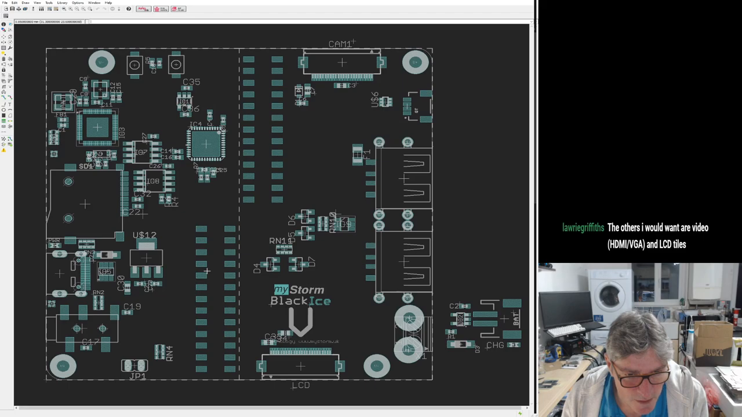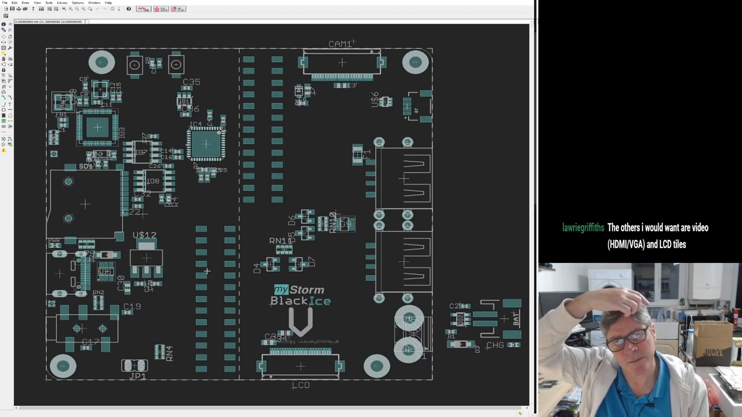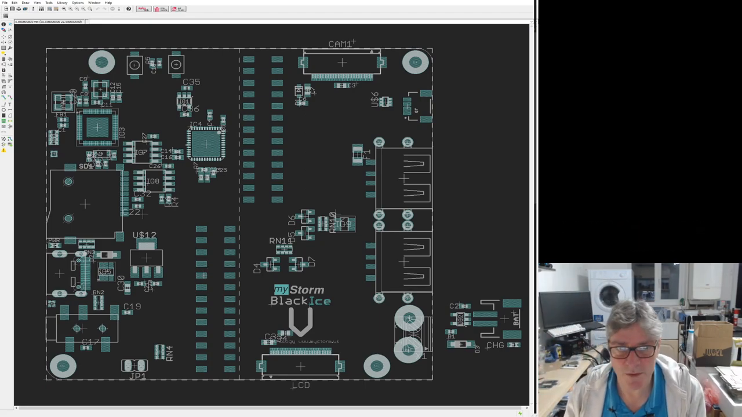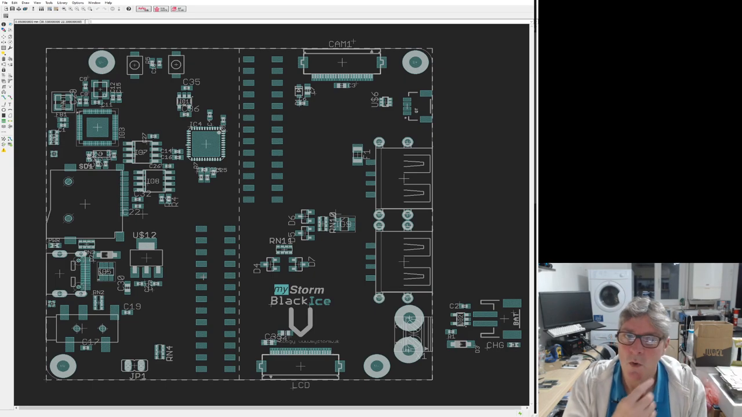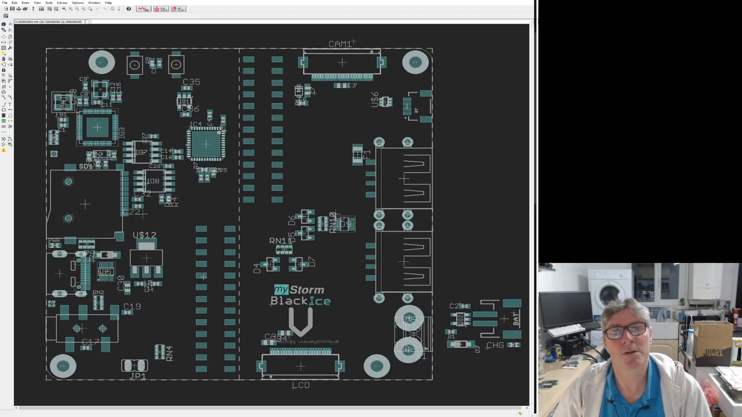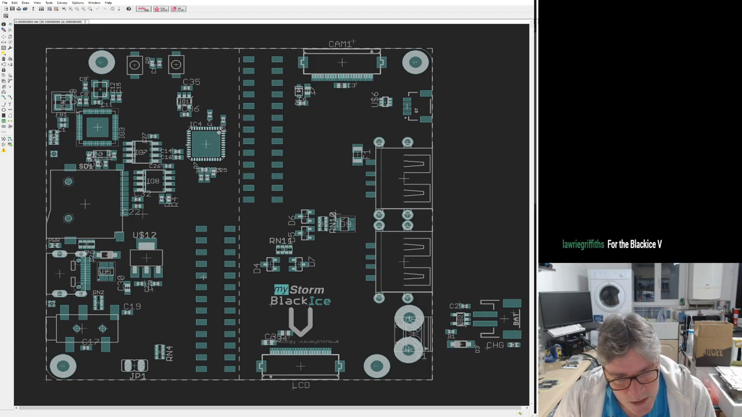Right, the others I would want are video, HDMI, VGA, and LCD tiles. You won't really want a HDMI tile simply because on the ESP5 version it's going to be built in. But if you wanted it in the short term, you could do that. What you probably want to do in the short term is add one of those chips similar to what's on the PMODs for the BlackIce V, yeah. VGA tile is really, really easy. Super easy.